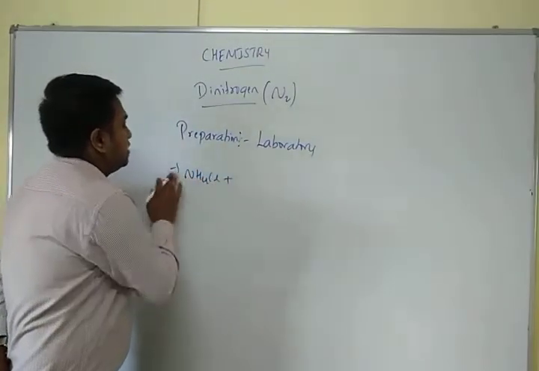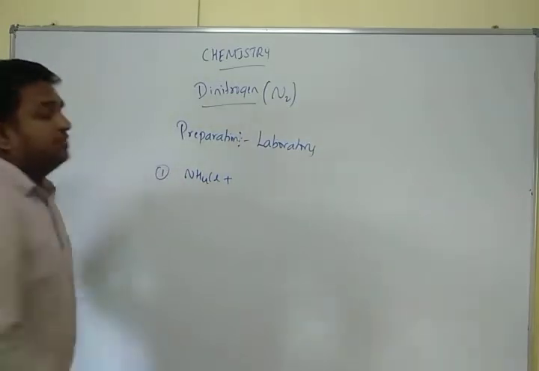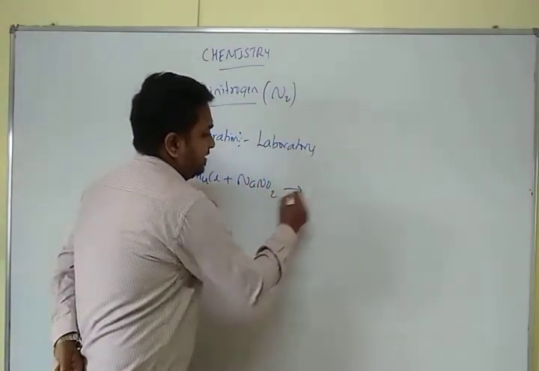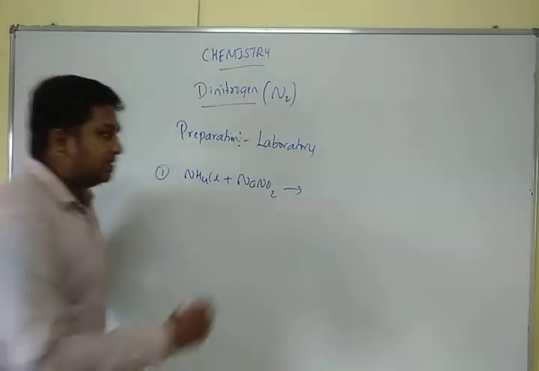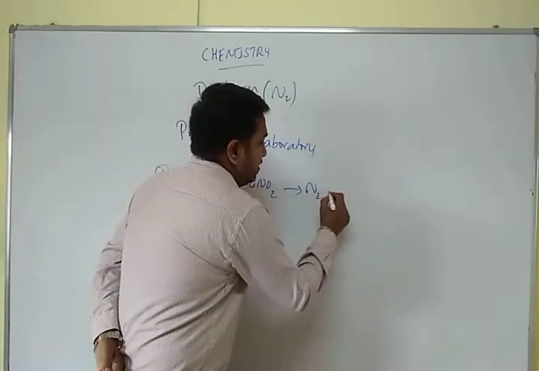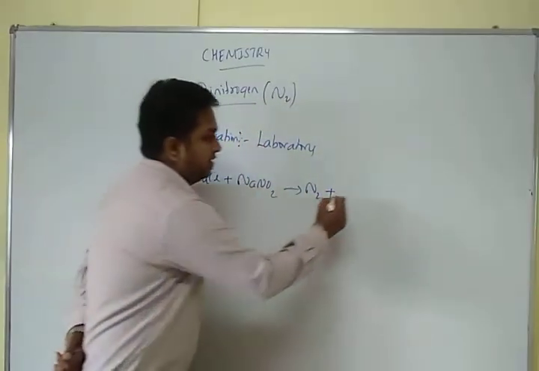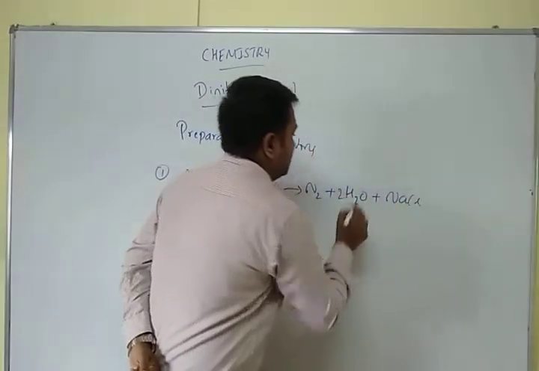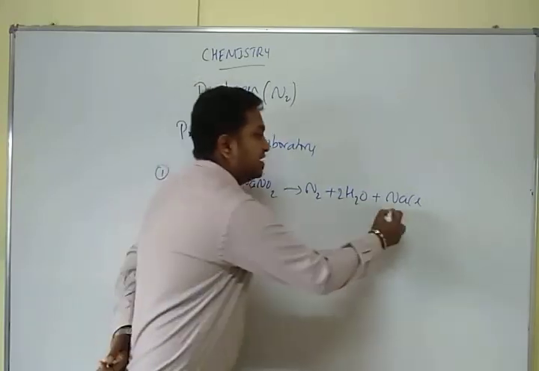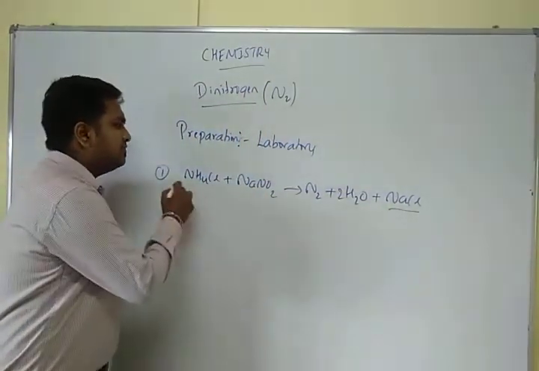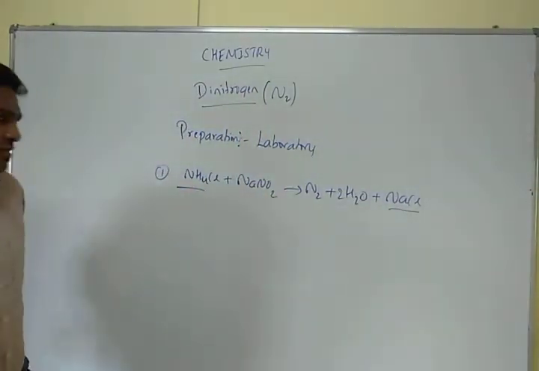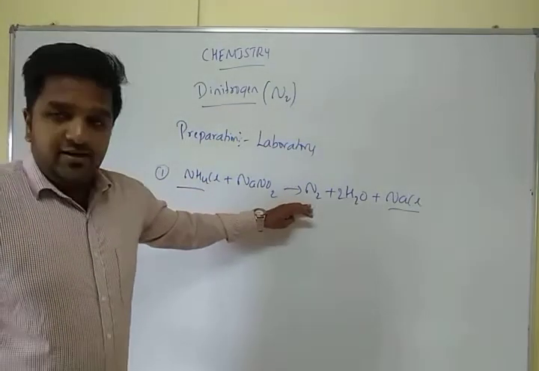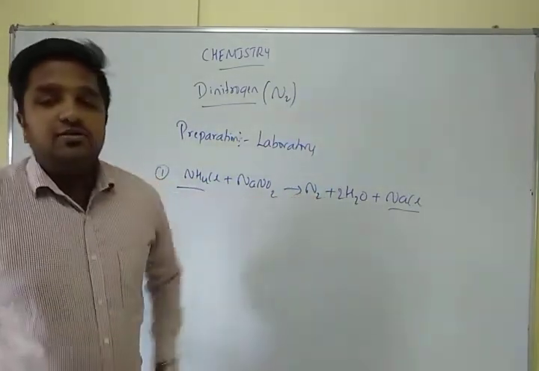treating ammonium chloride. This is the first method. We will treat ammonium chloride with sodium nitrate. When we treat this, we will get pure nitrogen and some molecules of water and sodium chloride, that is a salt. Clear? So this is a simple method of laboratory preparation. We treat ammonium chloride with sodium nitrate and we get the dinitrogen with water and sodium chloride.